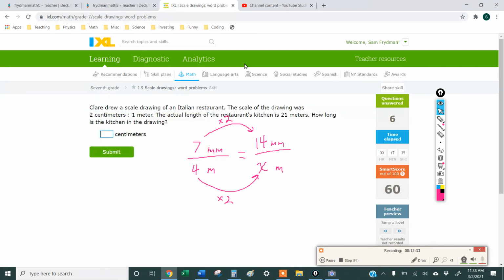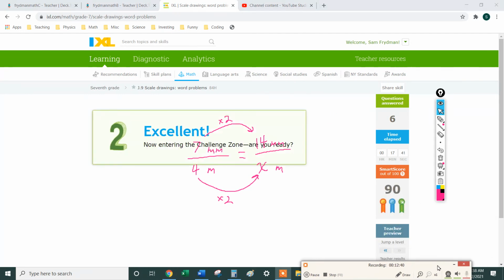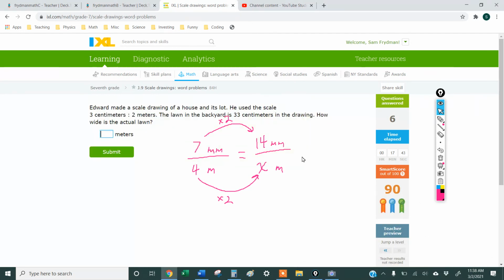All right, let's see. I don't think this is really any different than what we had before. Let me jump a level. Okay, this is the same idea. Okay, just set up a proportion. You could do it that way.